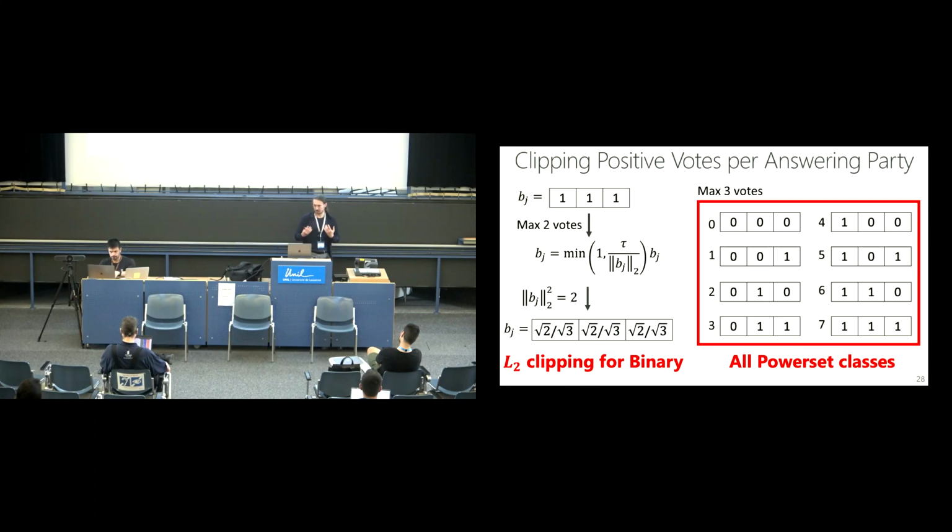In this case, if we have all 3 possible labels being positive for each answering party, then we have 8 possible classes.